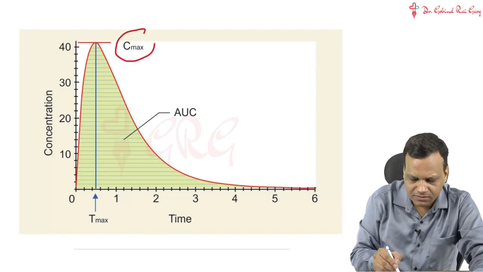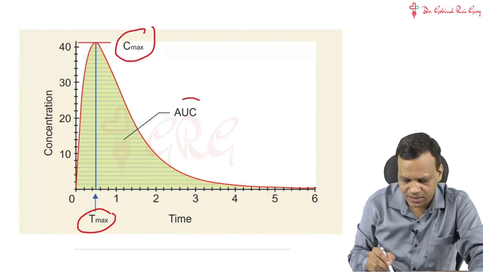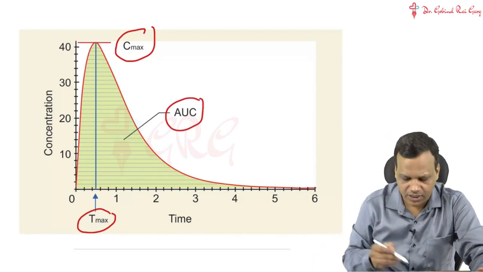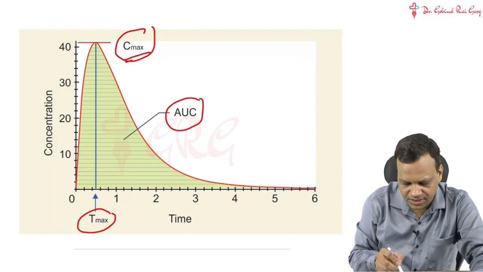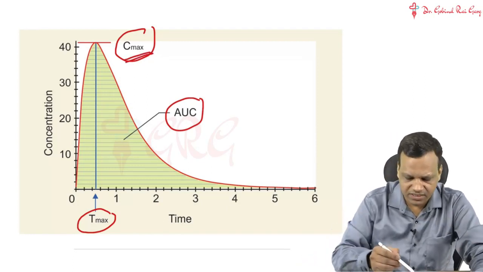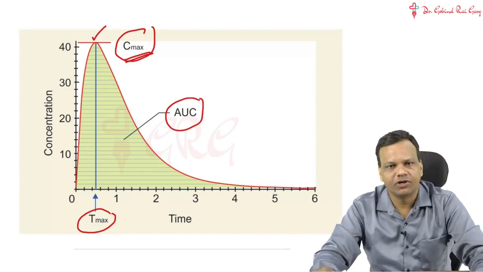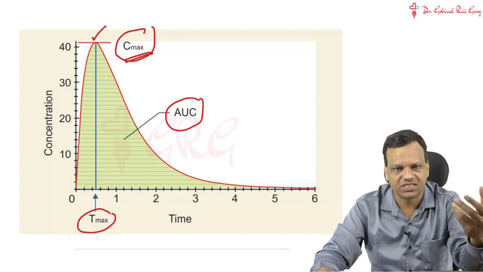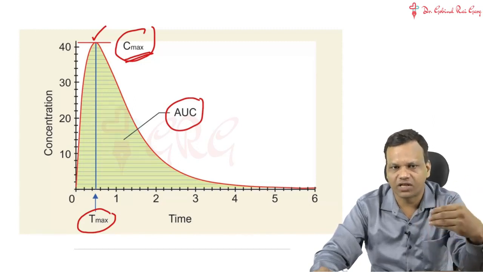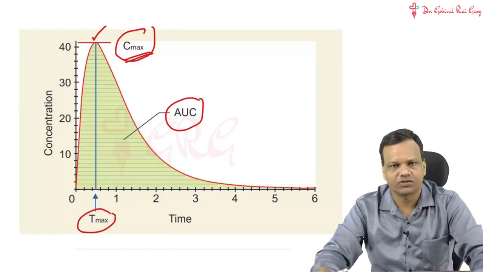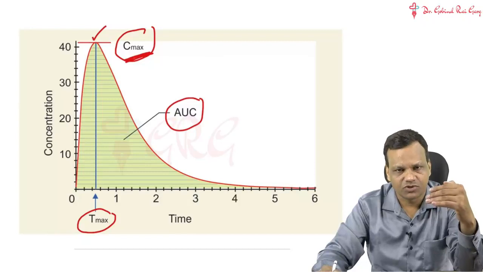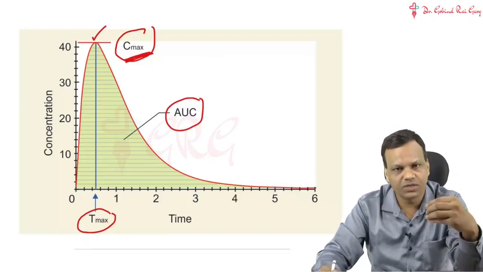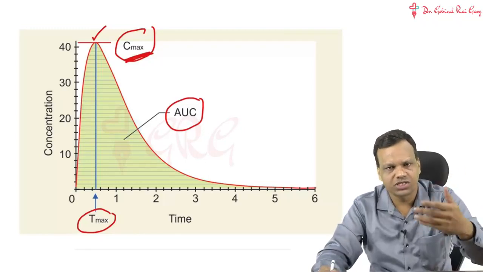One is called Cmax, second is Tmax, and third is area under the curve. So, Tmax, Cmax, area under the curve. First of all, what does Cmax mean? As the graph shows, it is the maximum concentration which can be obtained by giving one particular dose. Cmax, concentration max. So, the highest concentration we can obtain is called Cmax. That means if we give a higher dose, Cmax will be high. If we give a lower dose, Cmax will be low.